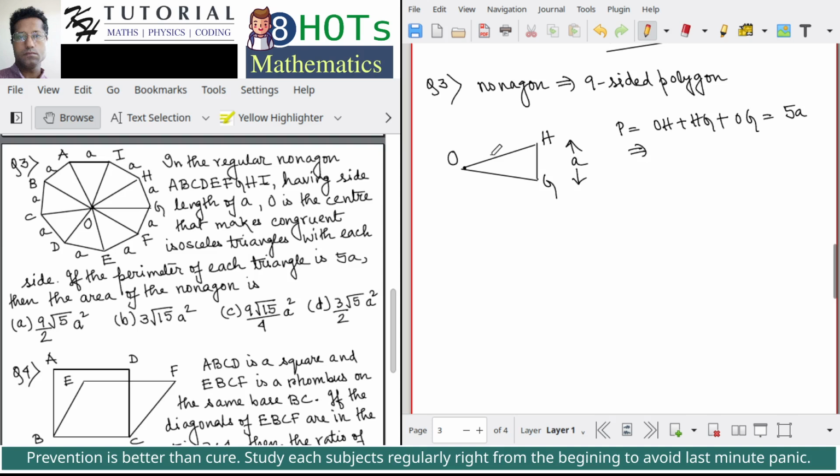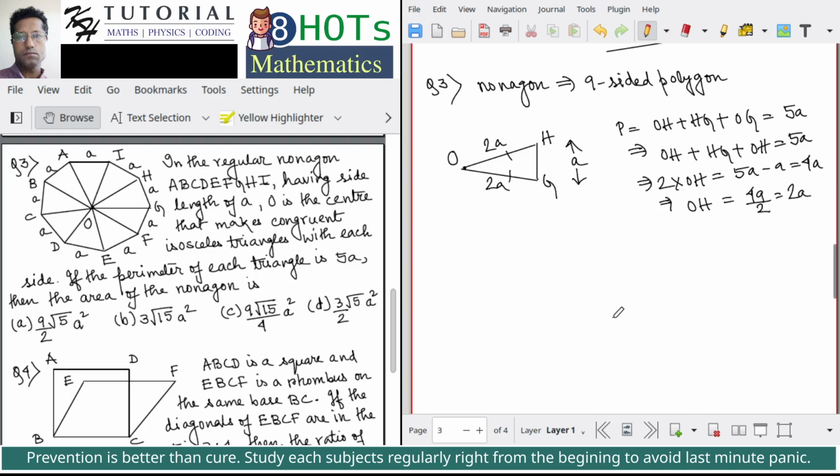Now we know that triangle OHG is an isosceles triangle, so OH is equal to OG. So OH plus HG plus OH is equal to 5A. This implies twice OH is equal to 5A minus HG. What is HG? HG is A. So this is 4A. So OH, the equal side of the isosceles triangle, is 4A by 2, which is twice A. So this is twice A and this is twice A.